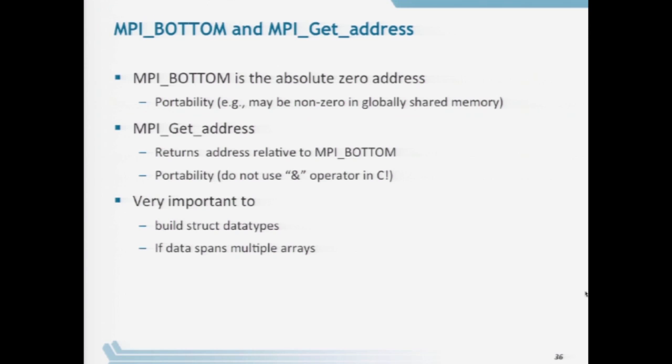If you are inside of an object, and you'll see this in the sample code, using ampersand to compute a relative displacement is correct, even in C, but not, again, between different objects, not between variables, different instances of a variable. And so it's important to be careful about that.